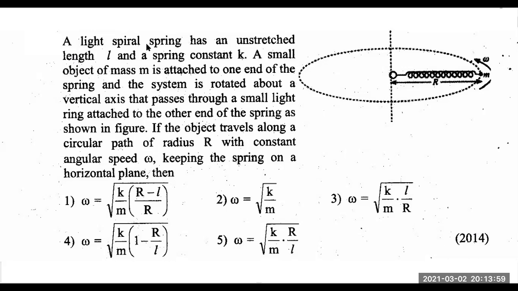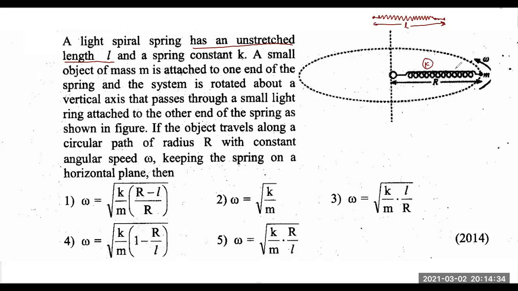There are only a few differences. Quickly, I'll explain what's going on. A light spiral spring has an unstretched length of L. What is the meaning of that? That is the initial length of the spring, when there is no extension, the length unstretched. So the initial length is L. And spring constant K. K is the spring constant.